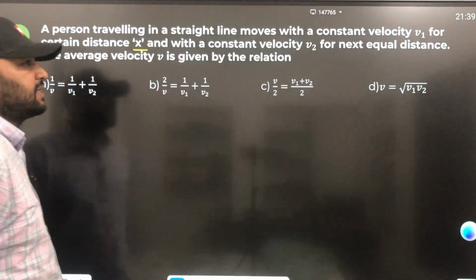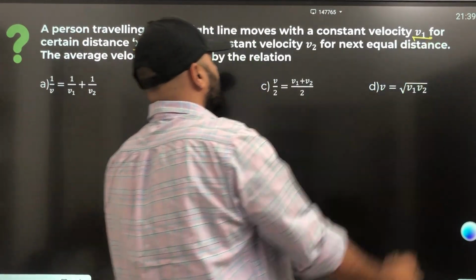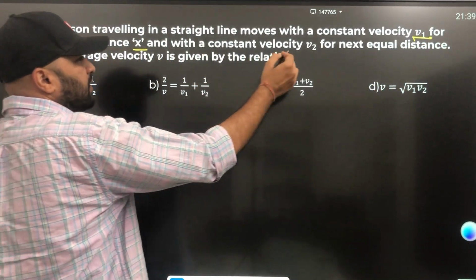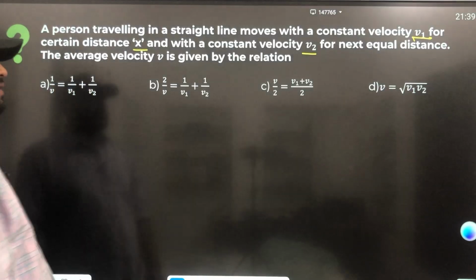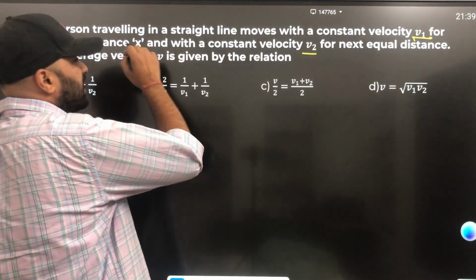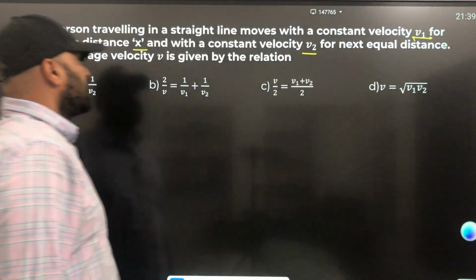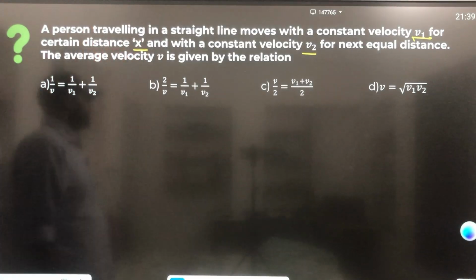Now a certain distance x, it is moving with the velocity v1, right? And with the constant velocity v2 for the next equal distance. Okay, great. Now next equal distance, be very careful, the next remaining half is also equal. The average velocity v is given by what relation?